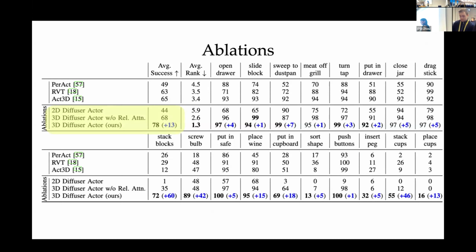Now, another thing we did is we went from relative attentions to absolute attentions, and again, you lose 10 points. There may be a way to get around this by using an insane amount of translation augmentations.